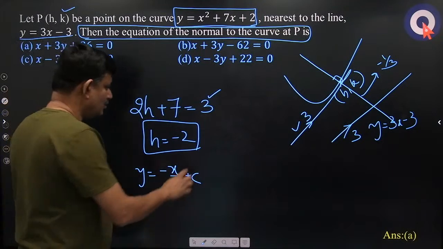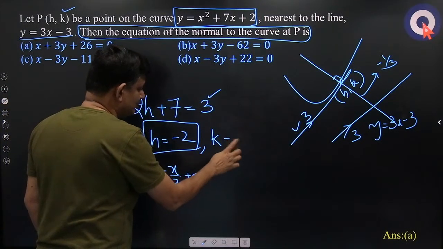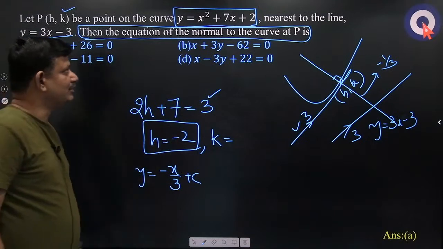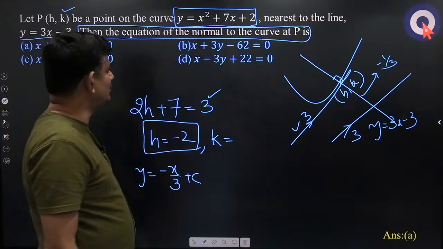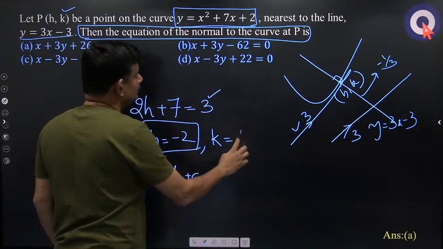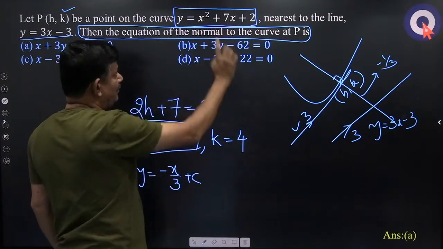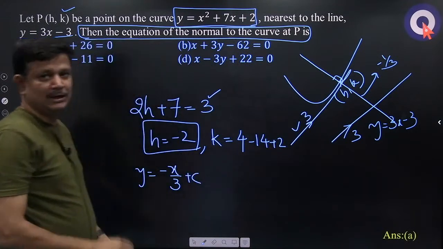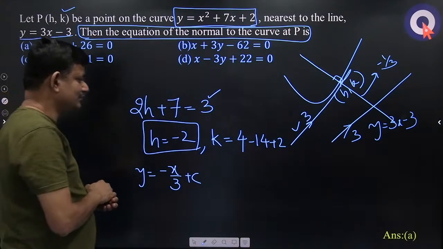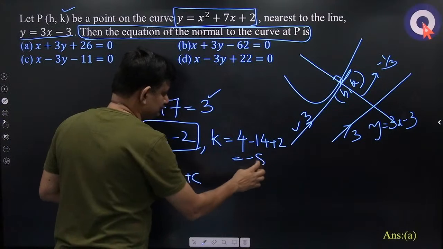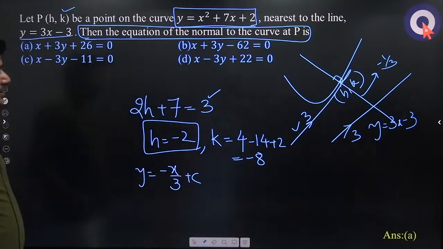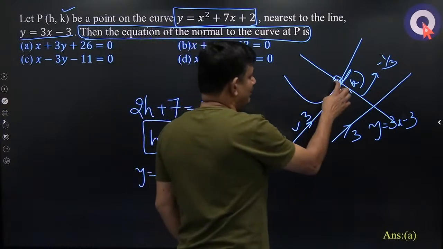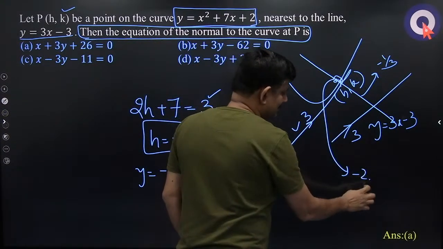Okay. Now how to find c? Substitute the point h comma k. H we already got, minus 2. So what will k be? Substitute here: 4 minus 14 plus 2. 6 minus 14 is minus 8. So the point is minus 2 comma minus 8.